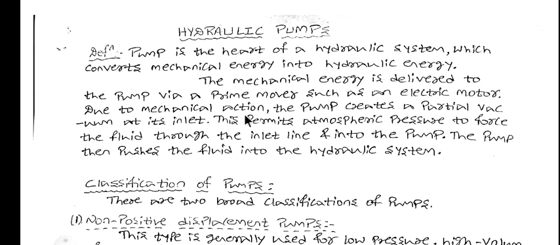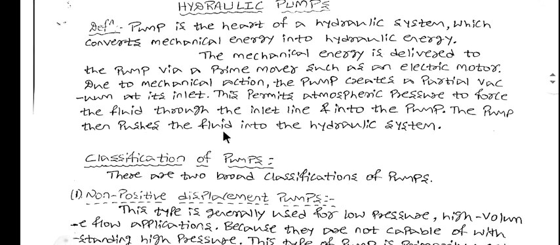Due to mechanical action, the pump creates a partial vacuum at its inlet. This permits atmospheric pressure to force the fluid through the inlet line and into the pump. The pump then pushes the fluid into the hydraulic system. This is how the hydraulic pump works.